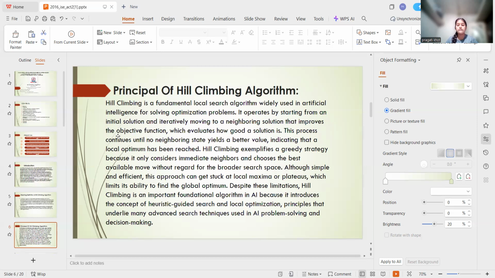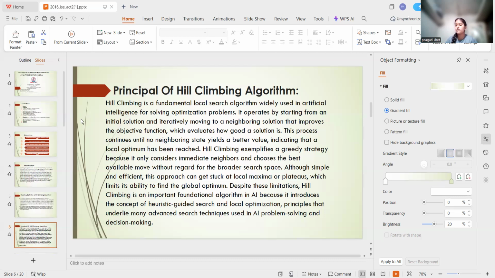It means starting with an initial solution in a search space. This process continues until no neighboring state yields a better value. It only considers immediate neighbors and chooses the best available move without regard for the broader space. Although simple and efficient, this approach can get stuck in local maxima or plateaus, limiting its ability to find the global optimum. It selects the neighbor with the best value according to the objective and heuristic functions.